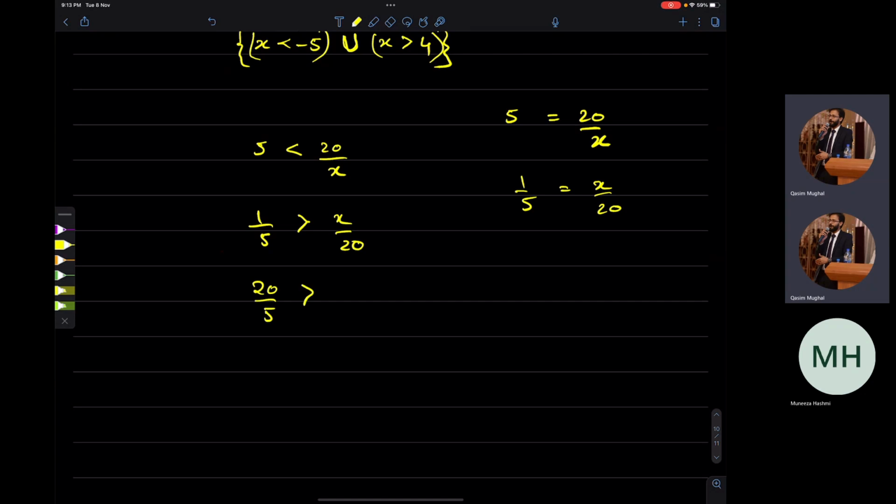20 over 5 is greater than x, so 4 is greater than x, or x is less than 4. And then the examiner asks you to solve one linear and one quadratic together. The first linear is part A and the quadratic is part B, so you need to combine the solutions of both.